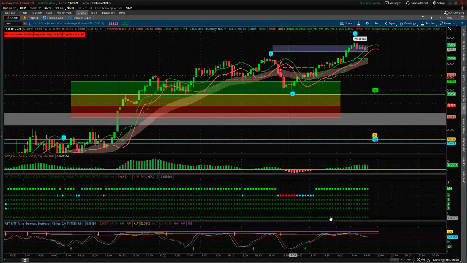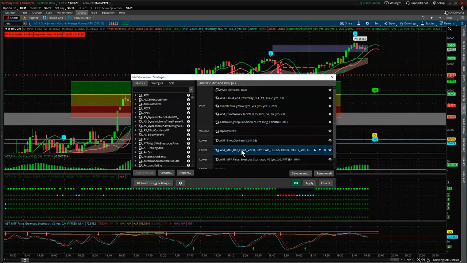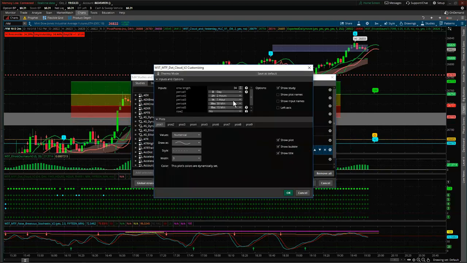Now, the next thing is the multiple time frame dot cloud. Okay, so with this, just go over these settings here. MTF dot cloud version 2. So we have the 2 30-hour, 2 hours, and daily. Okay, the main thing is the daily is our anchor.